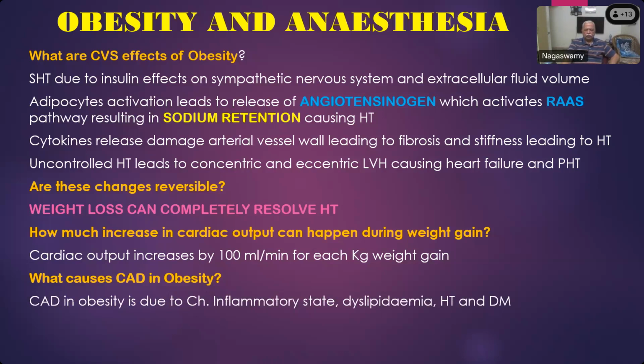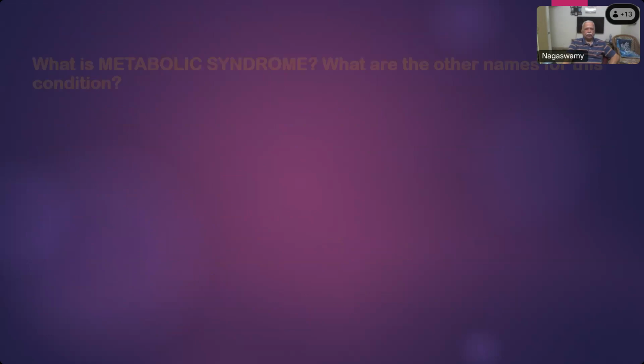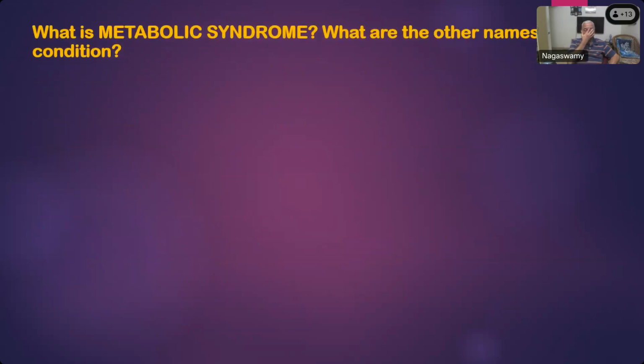Chronic inflammation, dyslipidemia, hypertension, and DM. So DM also causes progressive atherosclerosis. So all these things lead to early coronary artery disease in obesity. Now comes one of the important short note questions for theory, metabolic syndrome. What is metabolic syndrome? What are the other names for this condition? What are the components of metabolic syndrome?